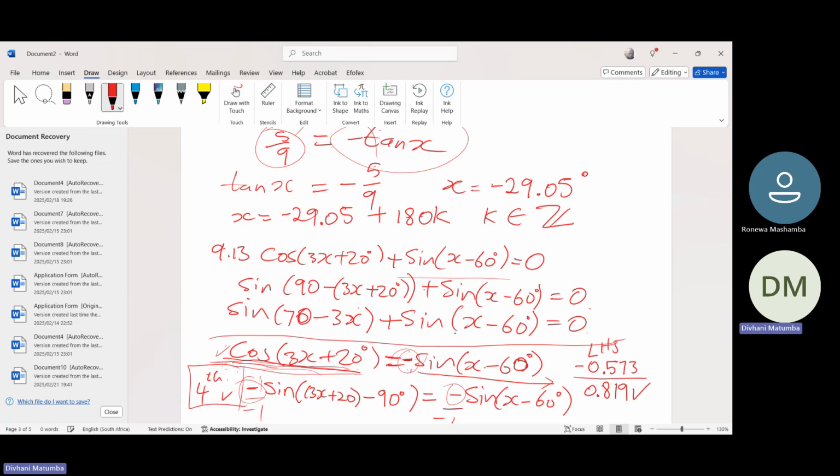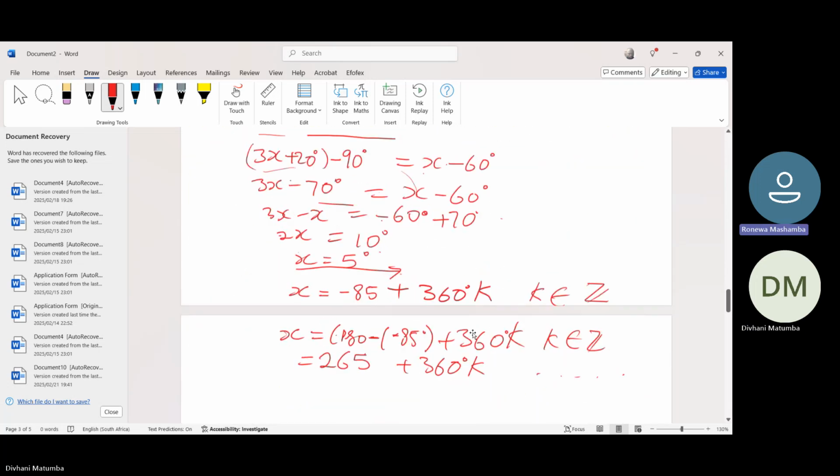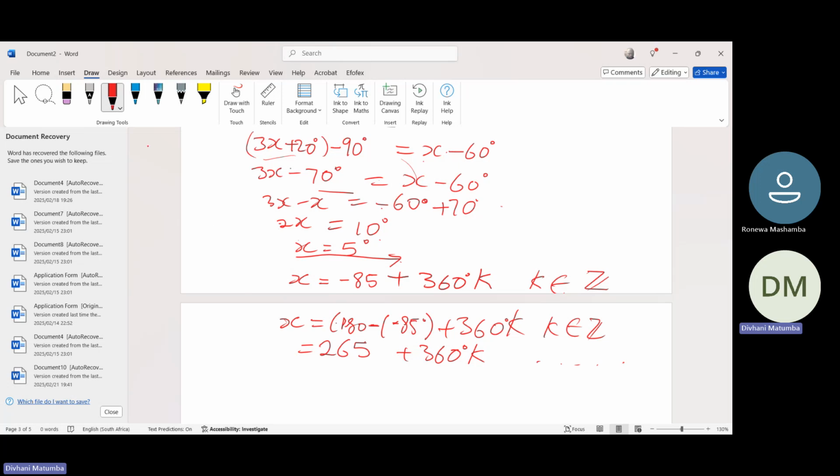Okay. Now let us do the right-hand side. So that's going to give us 0.819, which is positive. Okay, so do you see the solution? Exactly. Yeah, so we are bound to make mistakes.